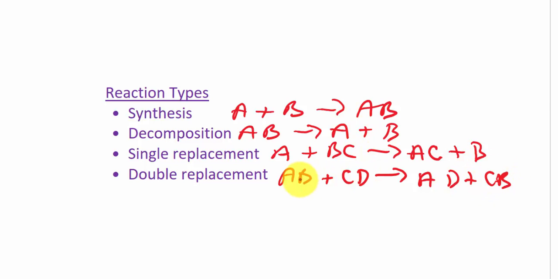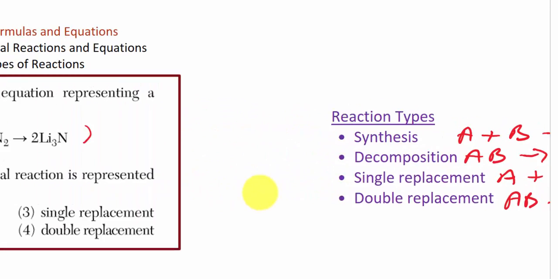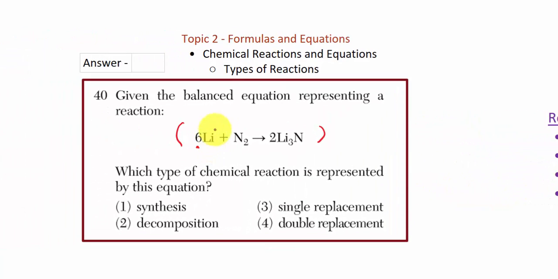So which pattern do we see taking place in our reaction? Well, lithium's an element by itself, nitrogen's an element by itself, and you're putting them together to form a compound. Clearly a synthesis reaction, answer 1.